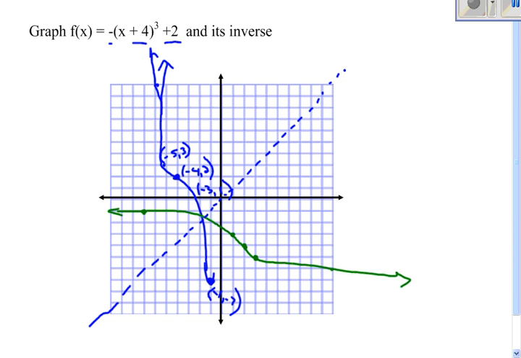And that's how you graph an inverse. You graph the first main equation, and then you flip the x and y values around and graph its inverse. And then your last question would be, is this a function? Well, yes. Any vertical line that I would happen to draw here would not have more than one point in it. So yes, this would be a function.